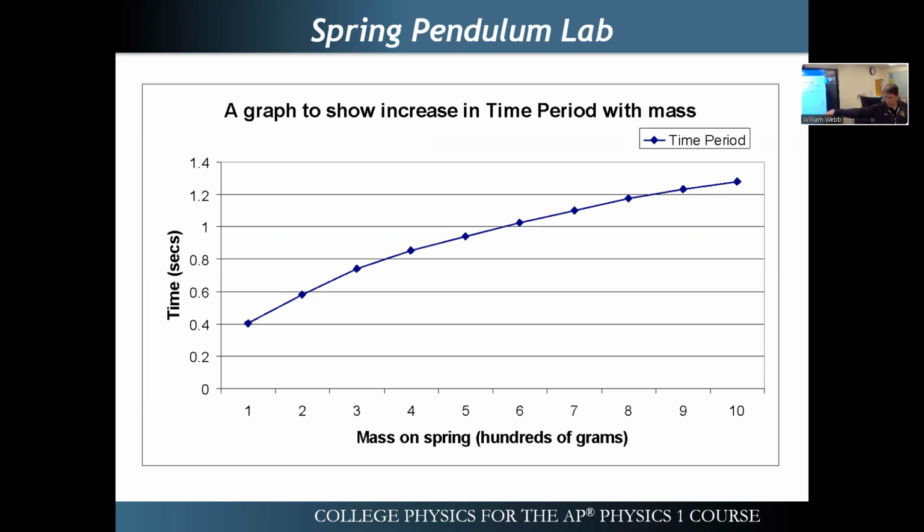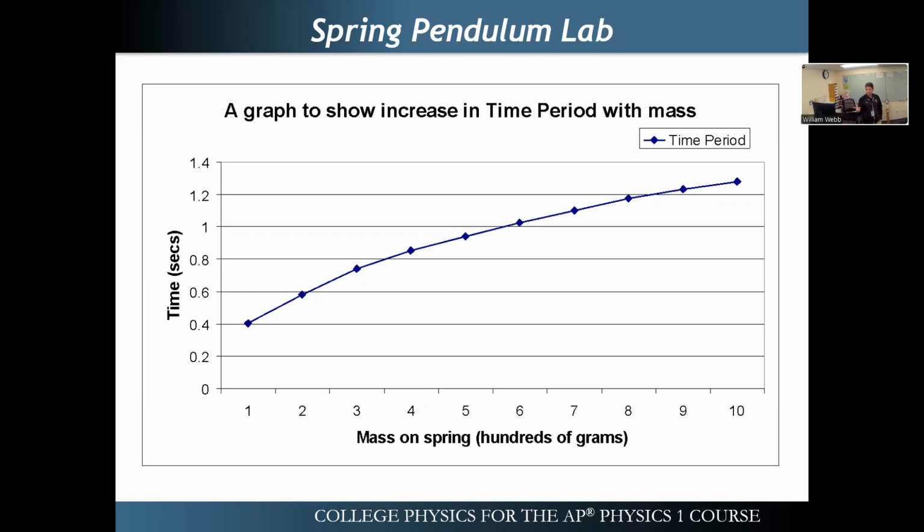We've got time or period on the Y, we've got mass of the spring on the X, and you can see this doesn't look linear, it looks like what sort of relationship? Square root. Yeah, it looks more like a square root kind of relationship. And so hopefully you're seeing something like that.